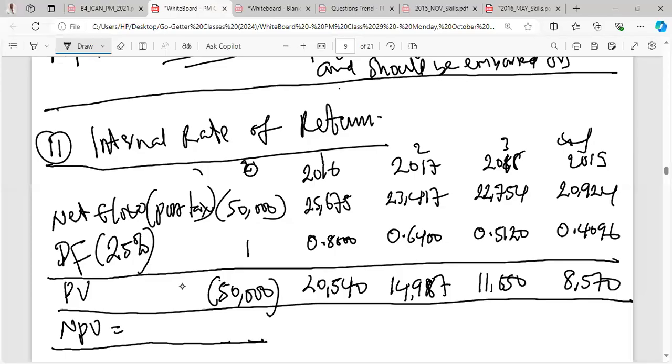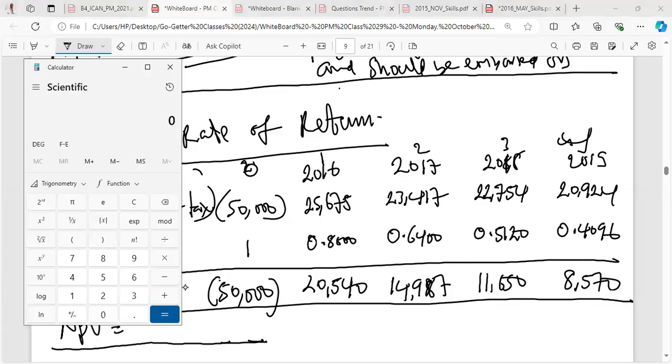Then our NPV will be, let's get our NPV here. Start from the end. 8,570 plus 11,650 plus 14,987 plus 20,540 minus 50,000. I'm still getting, okay, 5,000.